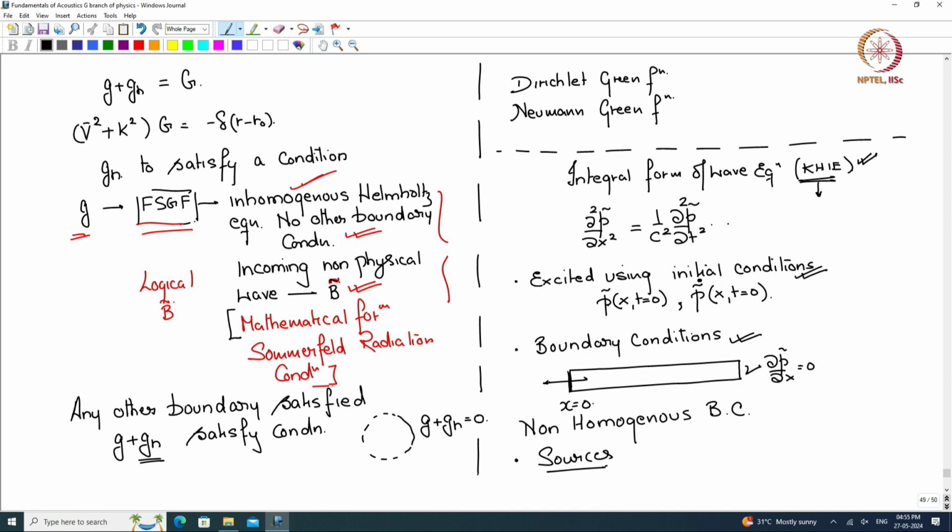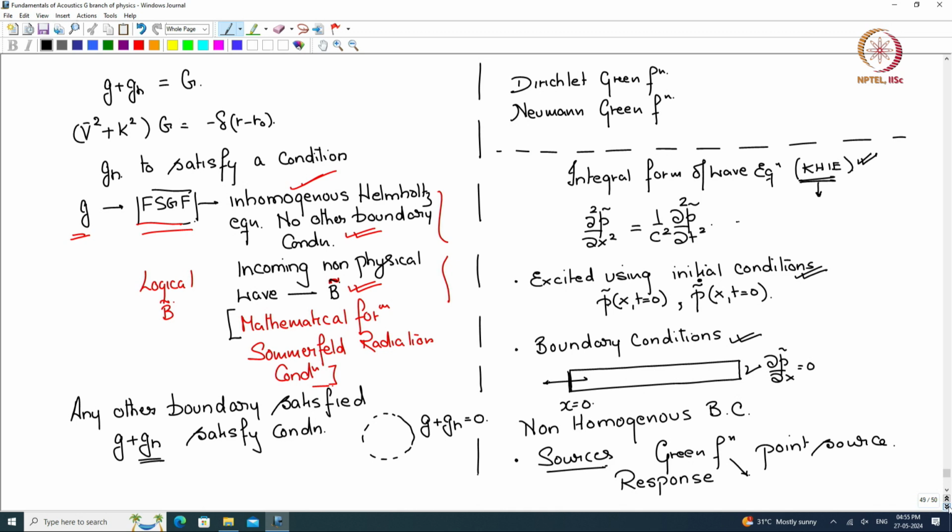There is no source in here, we can put a source, and that is what we did when we found the Green function. We put a point source and we found the response, and that response is the Green function.